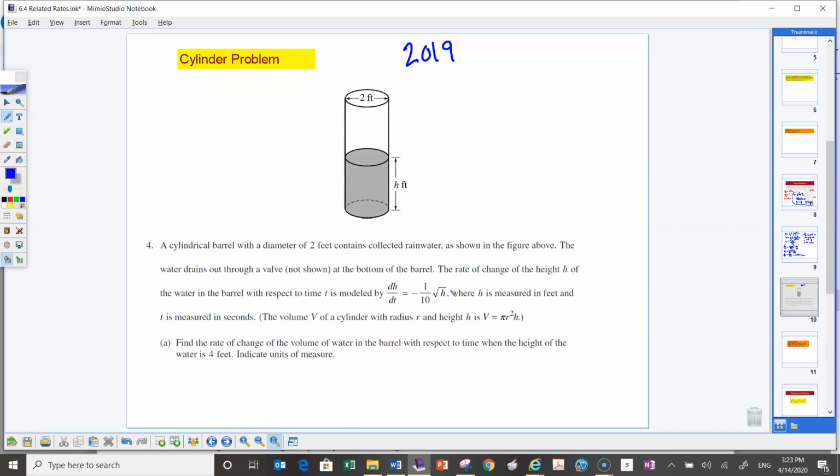Okay, so they give us the volume of a cylinder. So there's our volume formula. Now in this case, because the radius of the cylinder is always constant, I can plug the radius in right away. So if the diameter of the cylinder is 2, I know the radius is going to be 1. So therefore, volume is going to be πh.